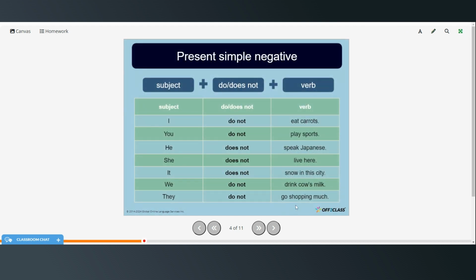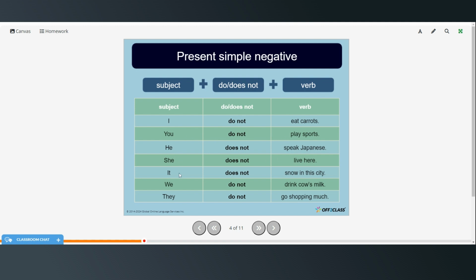All right, so the present simple negative, the sentence structure for that is the subject, and then we use do or does plus not plus the verb. So I do not eat carrots. You do not play sports.